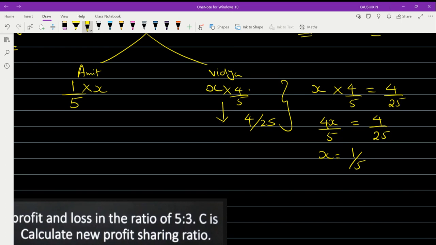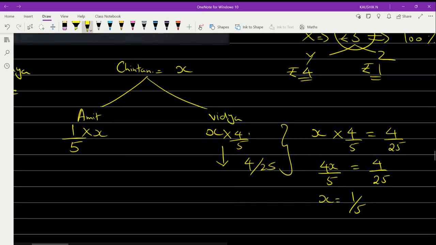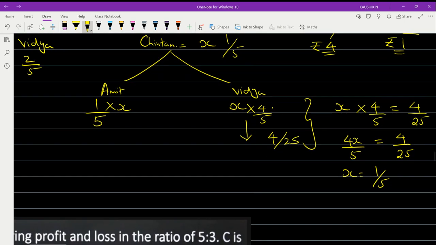Now, the x value is Chintan's share of profit. Now you substitute and see: 1 by 5 into 1 by 5, and here also 1 by 5 into 1 by 5. This will give you 1 by 25, and this will give you 4 by 25. If you add these two, you'll get 5 by 25, that is 1/5. Got the concept?